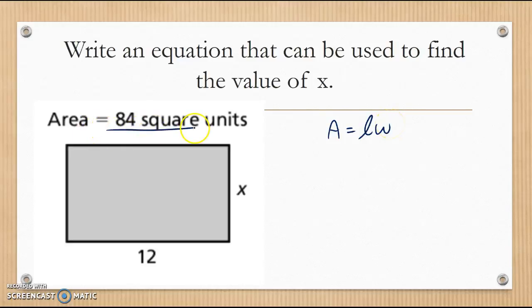We do know that the area is 84 square units, so I'm going to plug in for that A the 84 that we're given. And then in this picture, I see that the length is 12, and then the width is x. And since that's a coefficient on that variable, or that's a constant, that's a variable, we don't need any sort of multiplication symbol in between. So that is our final answer. Again, we don't need to solve for x, it just says to write an equation. If we did need to solve, it would say write and solve.